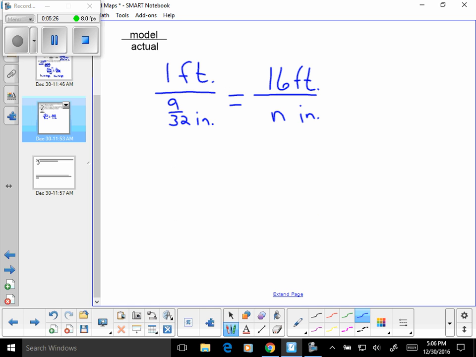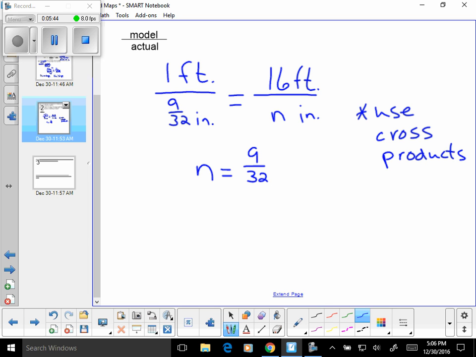So I'm setting up a proportion. This is where I go back to using cross products. This goes back to lesson 5.4, I believe. 1 times n is n. Then I'm going to take 9 over 32 times 16. But remember, that means 16 over 1.